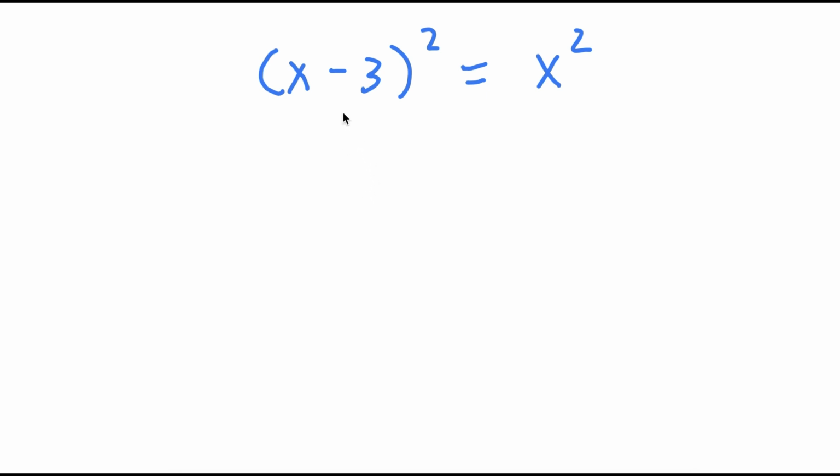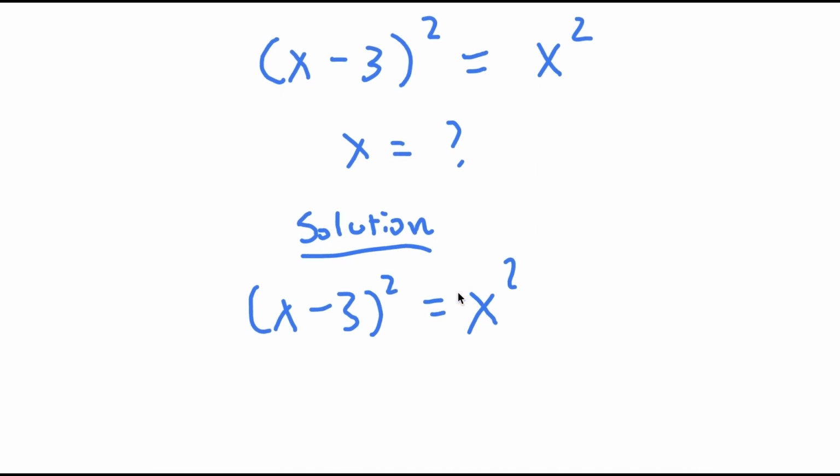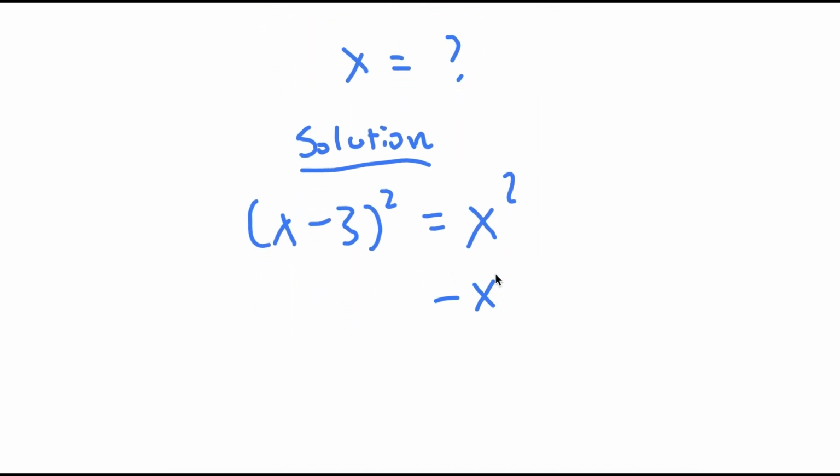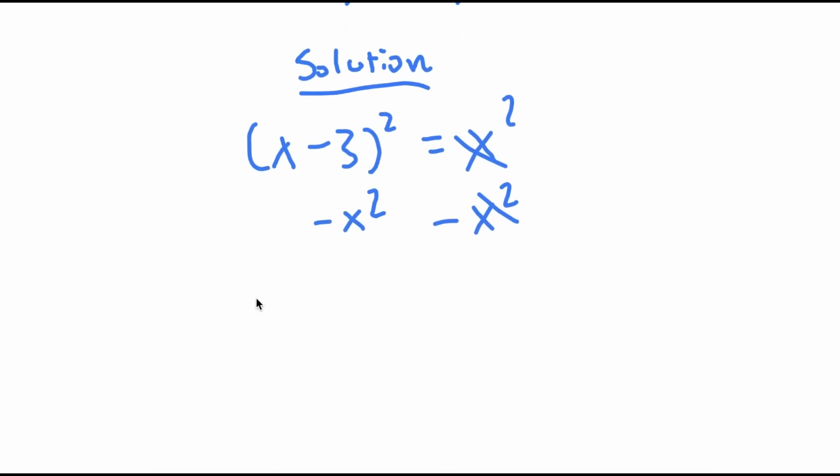Alright, so in this problem I have (x - 3)^2 is equal to x^2. So to solve this, I want to find the value of x. So for my solution, first start with (x - 3)^2 is equal to x^2. Then I'm going to subtract x^2 on both sides. So now I have (x - 3)^2 - x^2 is equal to 0.